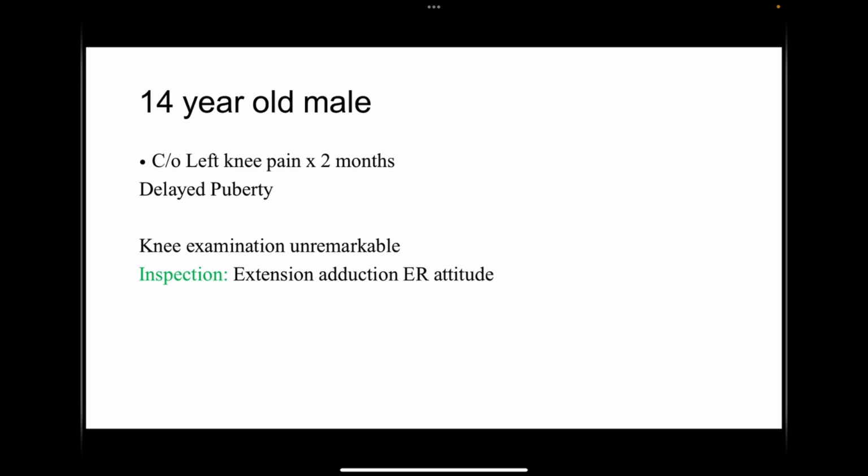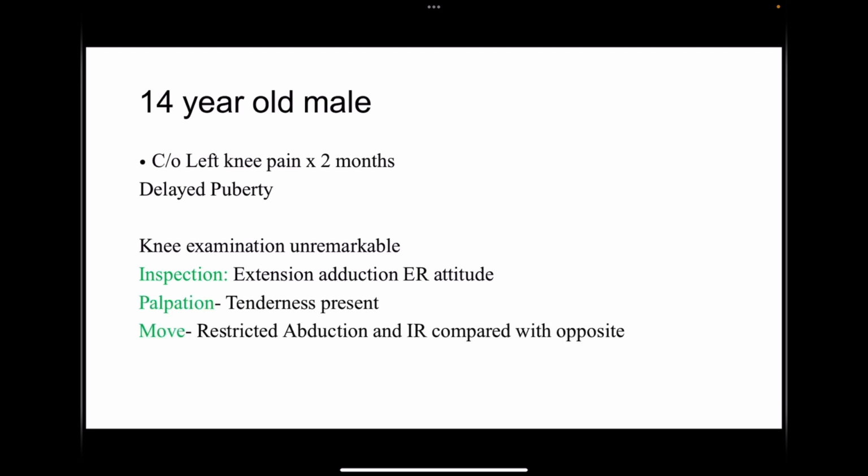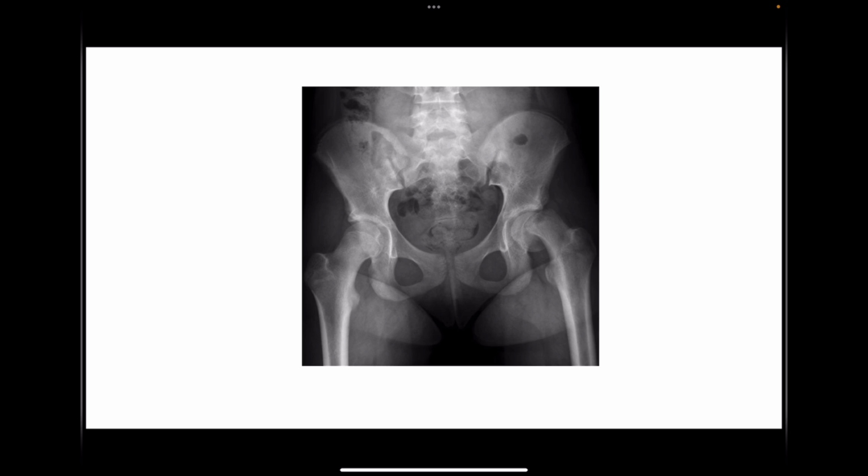So on inspection, we found extension, adduction, external rotation attitude of the lower limb. Tenderness was present at the hip. On movement, restricted abduction and internal rotation as compared to the opposite side, and 2 centimeter true shortening was there. The child had Trethowan sign positive, and this was the radiograph. This is a case of SCFE.